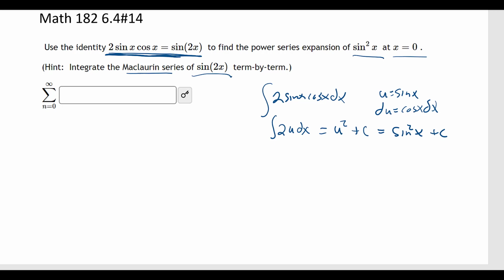Now we understand that if we were to integrate something like this, we would get our sine squared x. So technically, the integral of sine 2x dx would be equivalent to sine squared x plus c. So we can go with that. We can now look at the Maclaurin series for a sine function, and if we integrate that, we'll have the Maclaurin series for sine squared. So I should say, if we integrate the one for sine 2x.